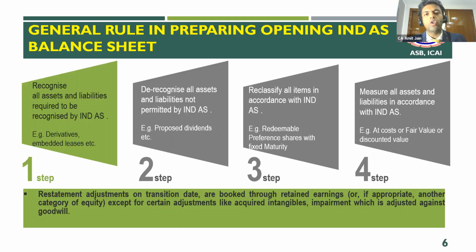So the first rule is to recognize all assets and liabilities which are required by IND-AS. That means we have to recognize all those assets and liabilities which are required by IND-AS. It may be possible that there are certain assets and liabilities which were not required to be recognized as per previous GAAP, as per Indian GAAP. Now those have to be recognized. Examples could be derivatives, embedded leases. Those need to be recognized as per IND-AS, and these items are not required to be recognized as per previous GAAP under Indian GAAP.